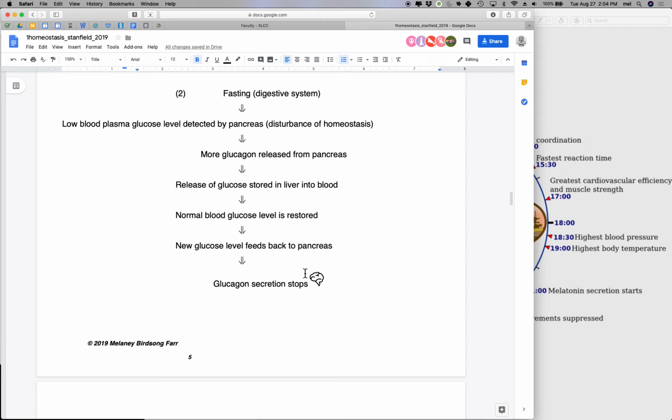So the low blood plasma glucose is detected by the pancreas. That's a disturbance of homeostasis. And so what is the pancreas going to do? It's going to compare actual with ideal and produce an error message, but this time the error message is in the other direction. So it's going to have a different efferent or output pathway, because the other one wouldn't help, and probably a different effector.